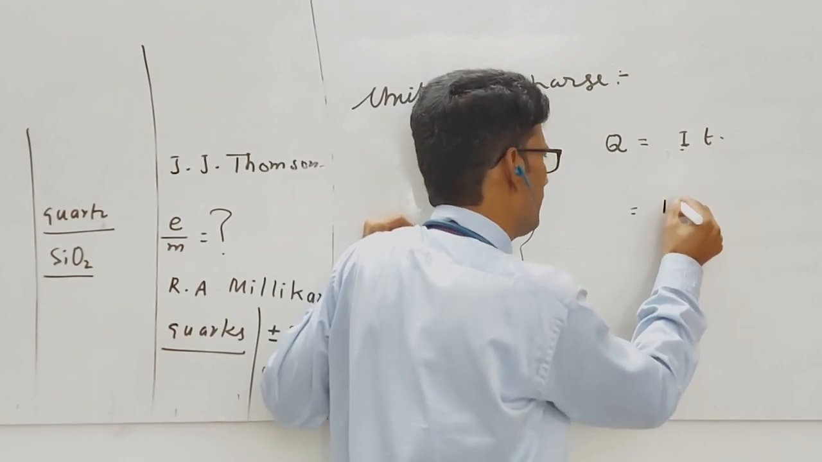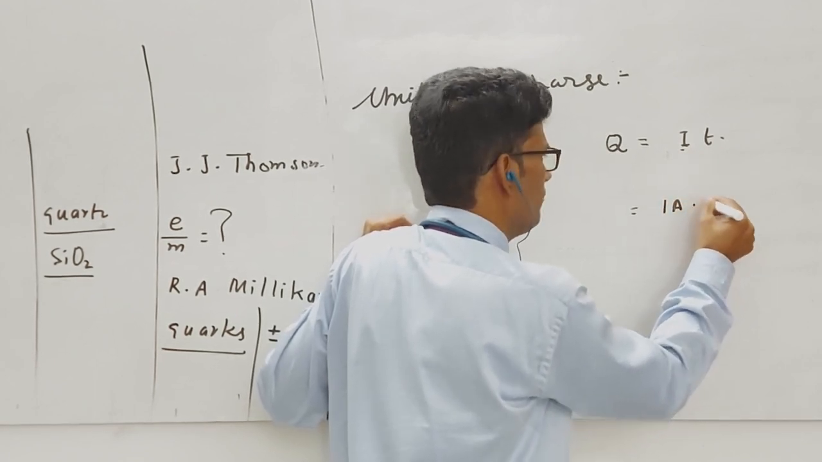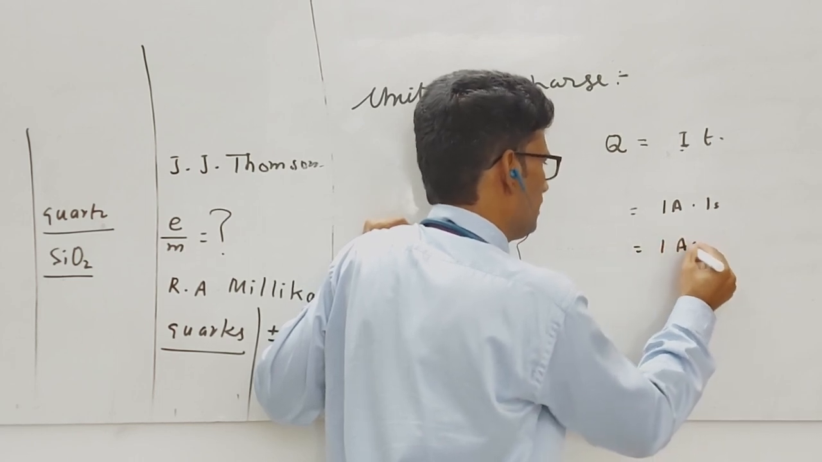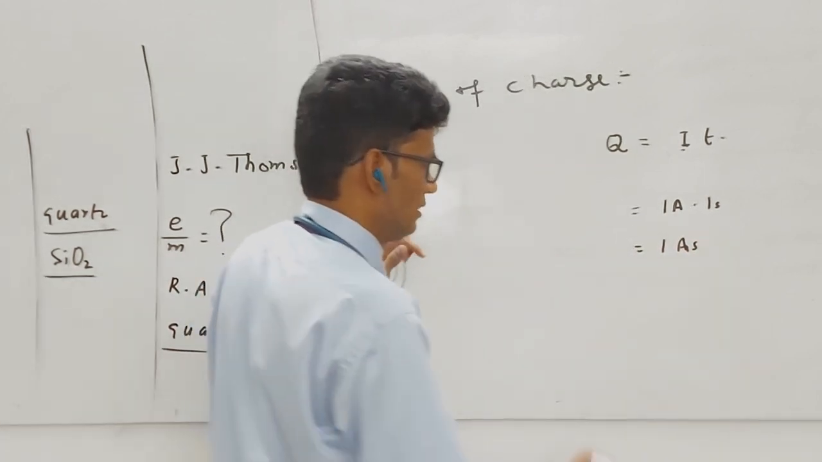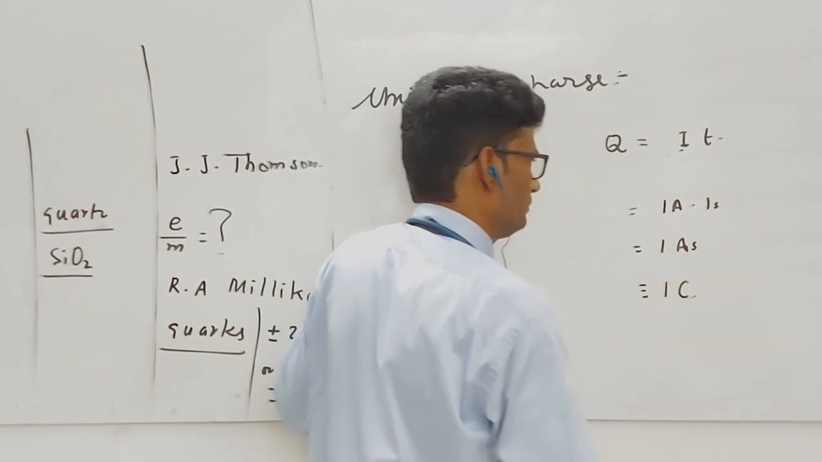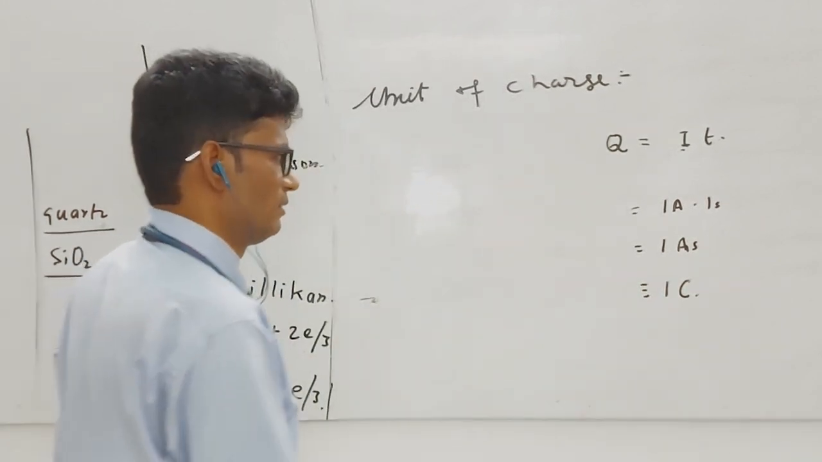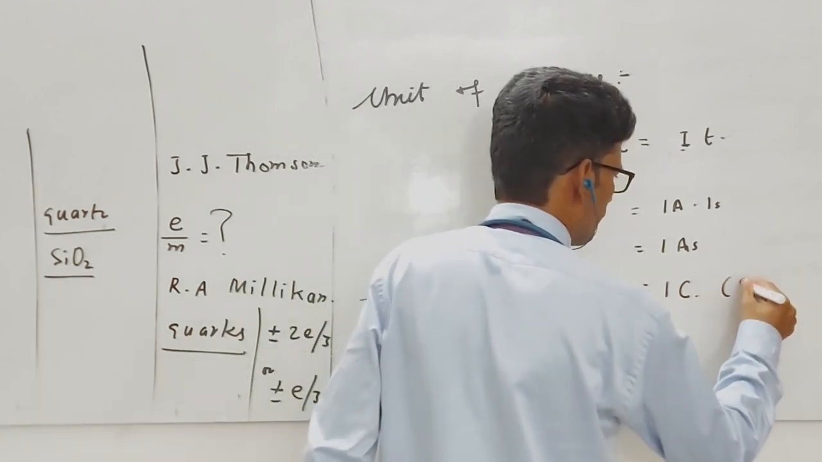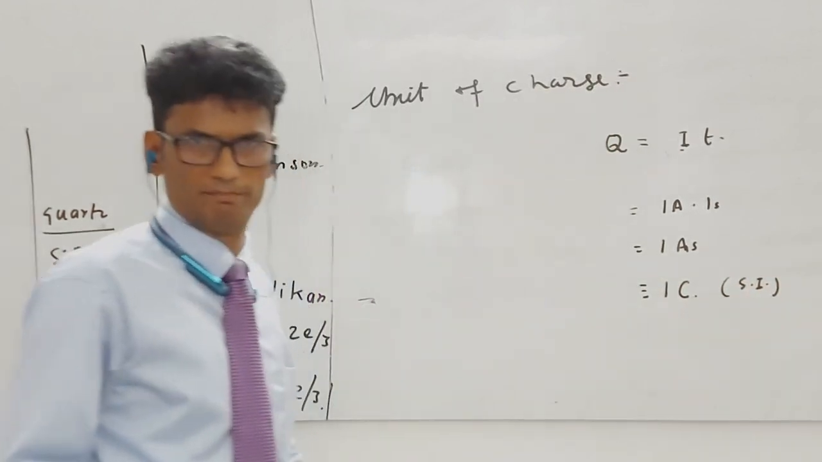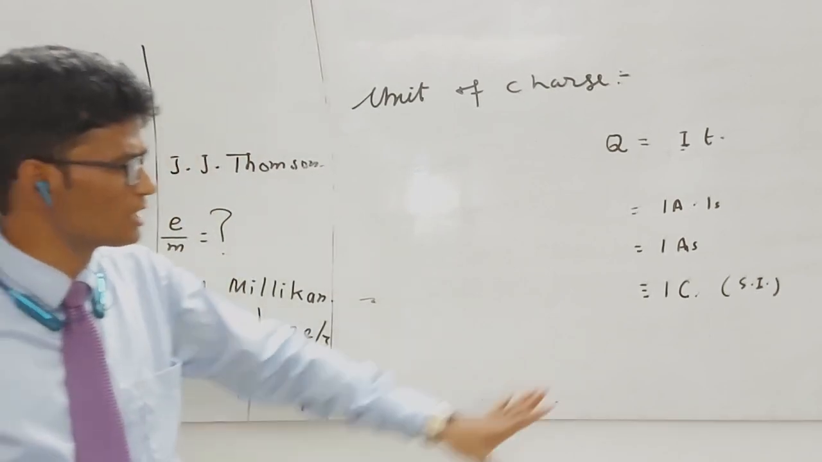Current 1 ampere, time 1 second. So 1 ampere second is the unit of charge. 1 ampere second is as good as 1 coulomb. However, this is the International SI system, or MKS system.